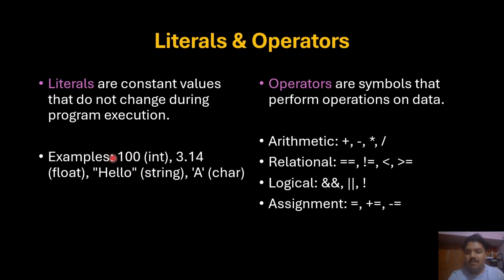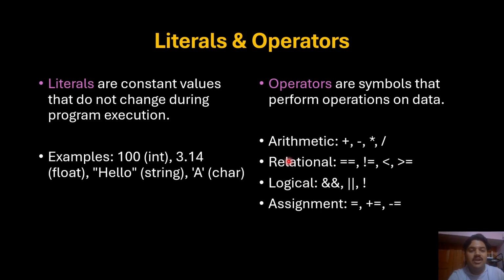Examples are here. Integer example is 100. Float example is 3.14. Double quotes "Hello" is a string example and single quotes 'a' is a character example. Next is operators. What are operators? Operators are symbols that perform operations on data. So we have data, and if we need to perform some operations on it, we will be using operators.